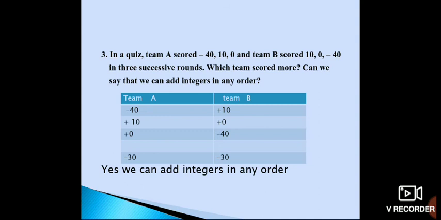When you add these three scores, the answer will be minus 30 for team A and minus 30 for team B. Means both teams scored the same score. And can we say that we can add integers in any order? Yes, we can say that we can add integers in any order, because addition of integers is commutative and addition of integers is associative.